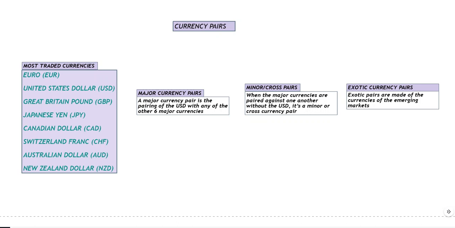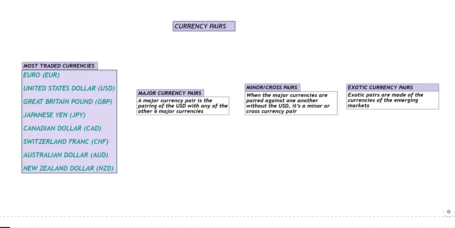So in front of them are the symbols. You see that the symbols are three letters each. The first two letters are the official letters of the country that owns that currency. Like the United States is US, Japan is JP, Canada is CA, and all that. Switzerland is CH. While the last letter is the first letter of the currency itself.